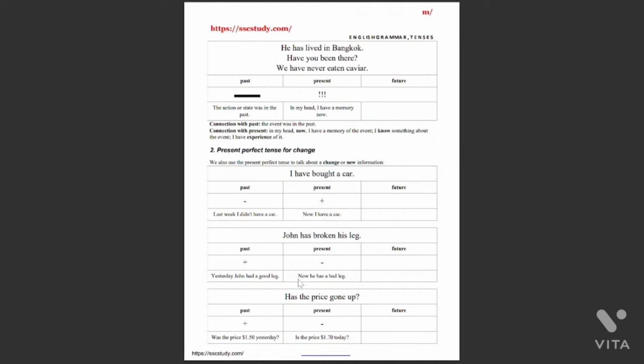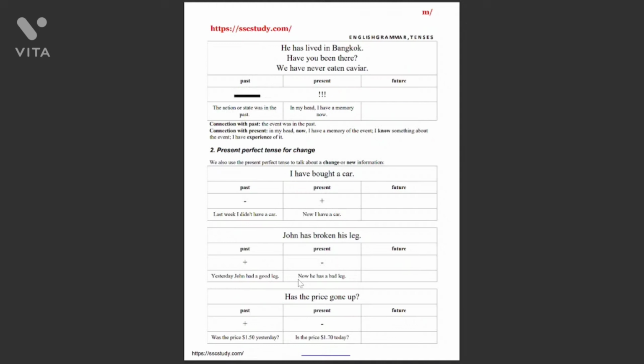And see, present perfect tense for change. We also use the present perfect tense to talk about change or new information. Like, I have bought a car. Is it past, present, or future? Last week I did not have a car. Now I have a car. So I have bought a car. It's like change or giving new information.